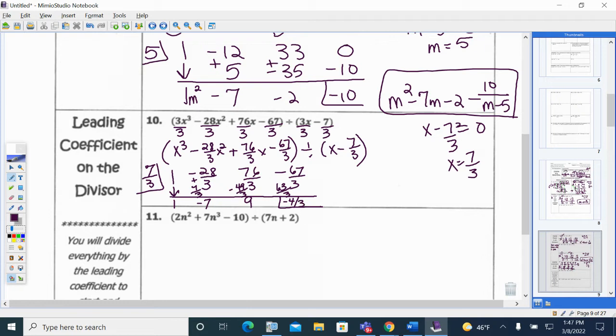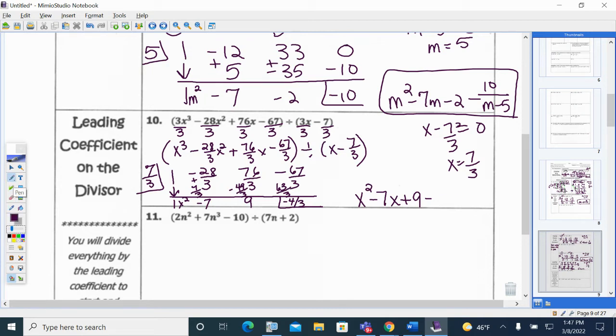Now, here's why we have to multiply by the number that we originally divided by. Your remainder is a fraction. And let's look at what happens here. So if I write my answer, I've got x squared minus 7x plus 9. And if you were to leave it 4/3, you would have 4/3 over your x minus 7/3 technically. But you cannot have a fraction inside of a fraction. It's not allowed.